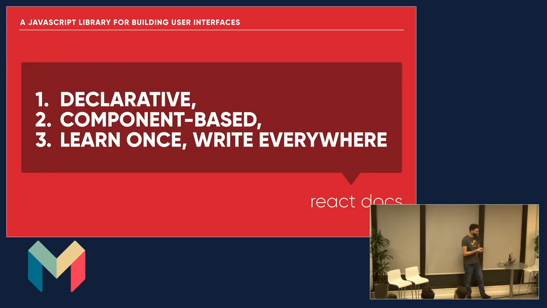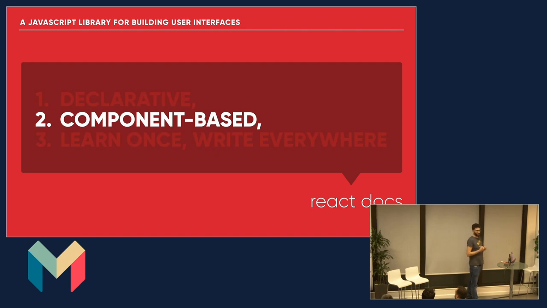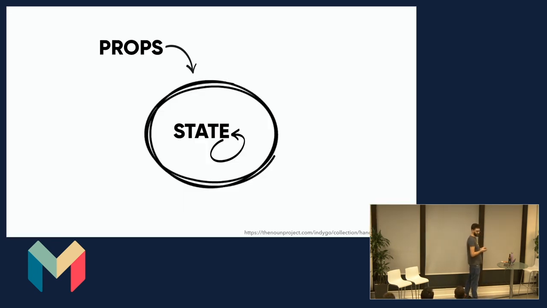So React is a declarative component-based library, according to the React docs. Tonight, we're going to focus specifically on the component-based part of it, and we're going to dig into what a component looks like. I think that the characteristic of a component is what makes it re-render. A component could re-render whether the props that are injected from outside change or whether the internal state changes. We all know that, right?